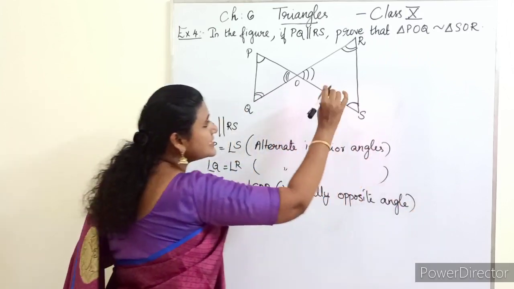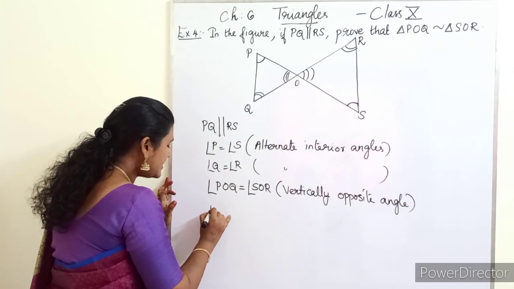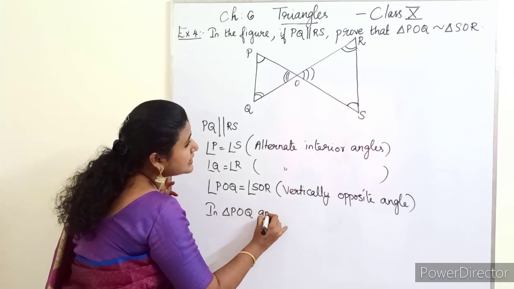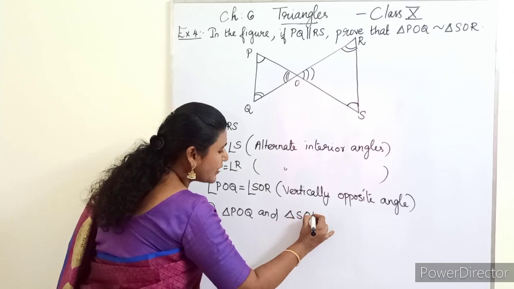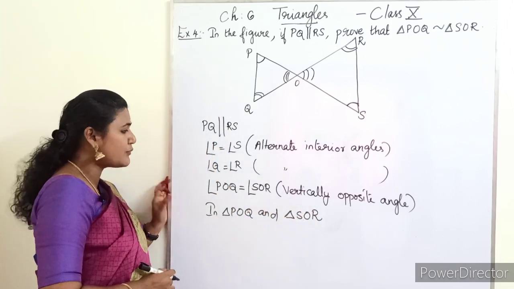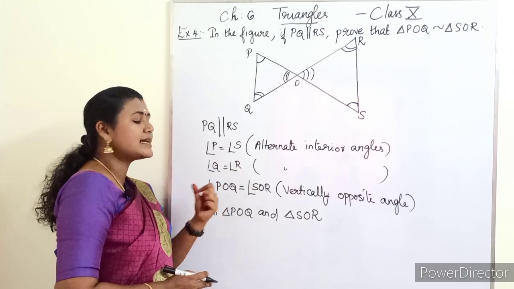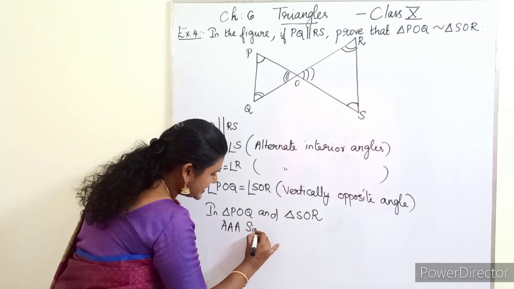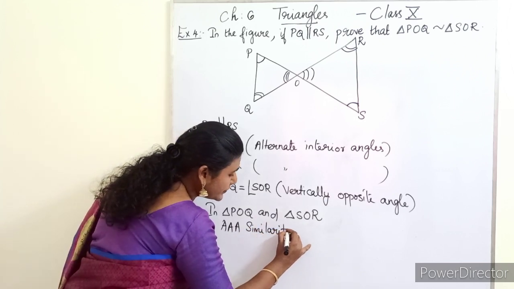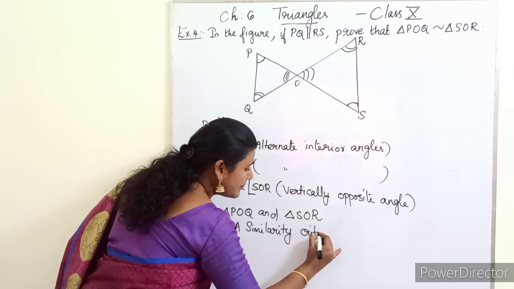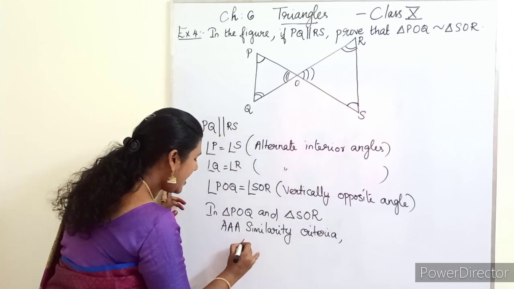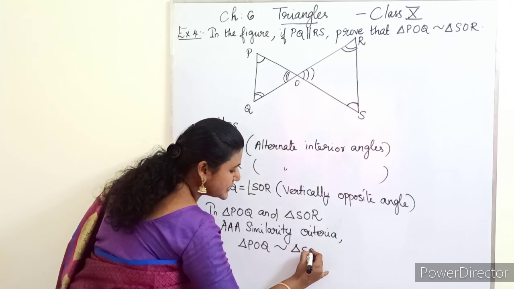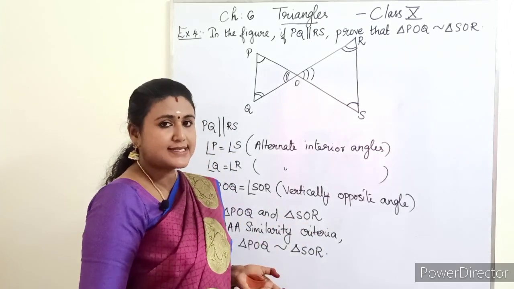Now if you consider these two triangles, triangle POQ and triangle SOR, what did we get? All the three angles are equal. Therefore, by AAA similarity criteria, we can say that these two triangles are similar. By AAA similarity criteria, triangle POQ is similar to triangle SOR. Okay, now we'll see the next question.